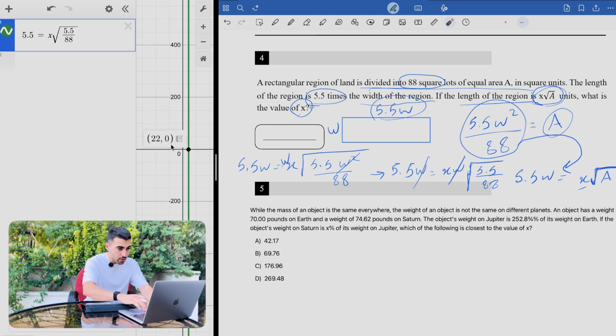Let's zoom out. There we go. So x is 22. Before putting this answer, I'm going to go back to the question to see what it was asking us. It's asking us the value of x. Okay, so we found the right thing. 22 is the answer. That's how you do this question.